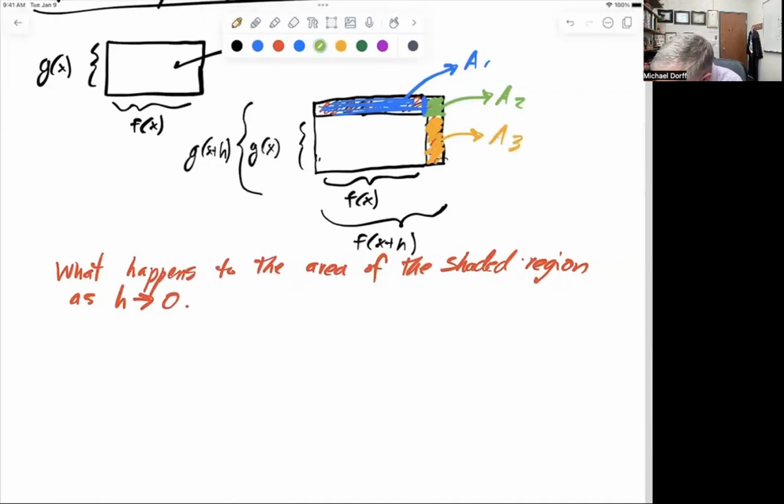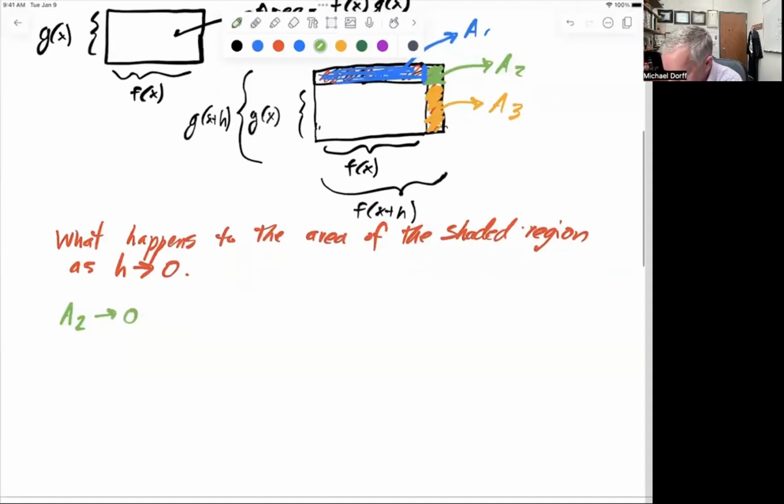So first of all, area 2. Now, area 2 has a couple of h's involved. It has an h from f of x plus h, and it has the g of x plus h. So it has two parts of h's there. And as the green area gets smaller and smaller, it's going to dissolve into a point. And that's really not going to affect the total area of the shaded region as h goes to 0. So we can just say intuitively that this is going to go to 0 as we do that.